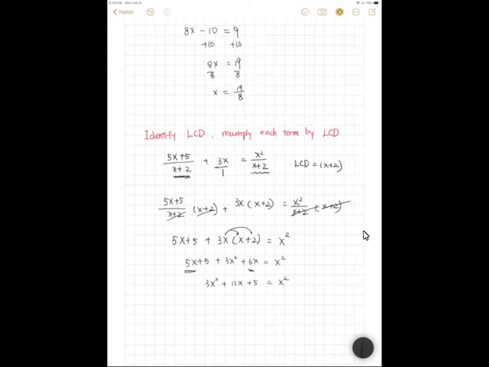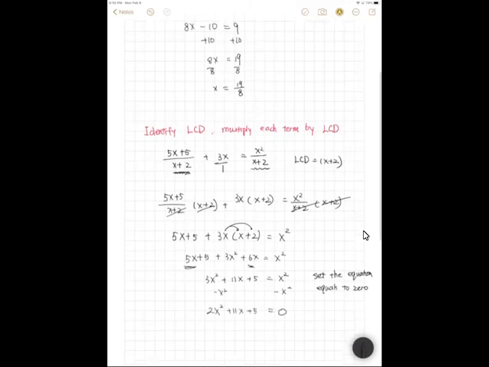What would you do from here? Well, to solve the equation, we can set the equation equal to 0 first. So we want to subtract x squared on both sides. So I will have 2x squared plus 11x plus 5 equals 0.